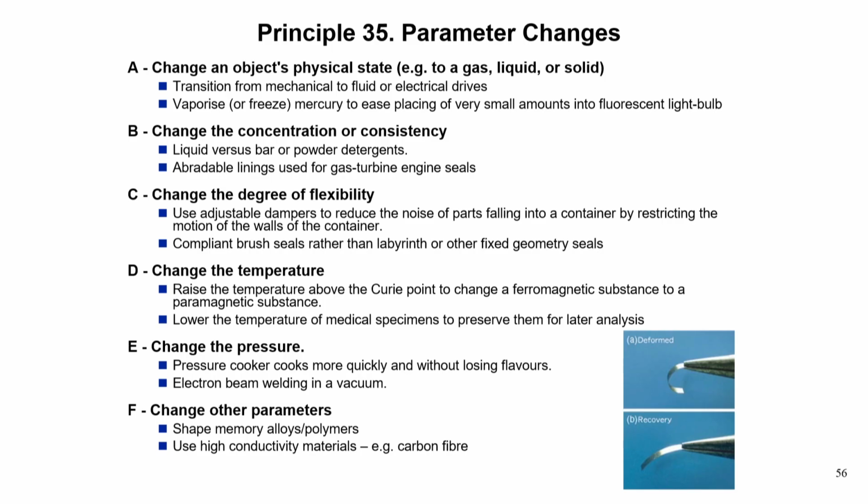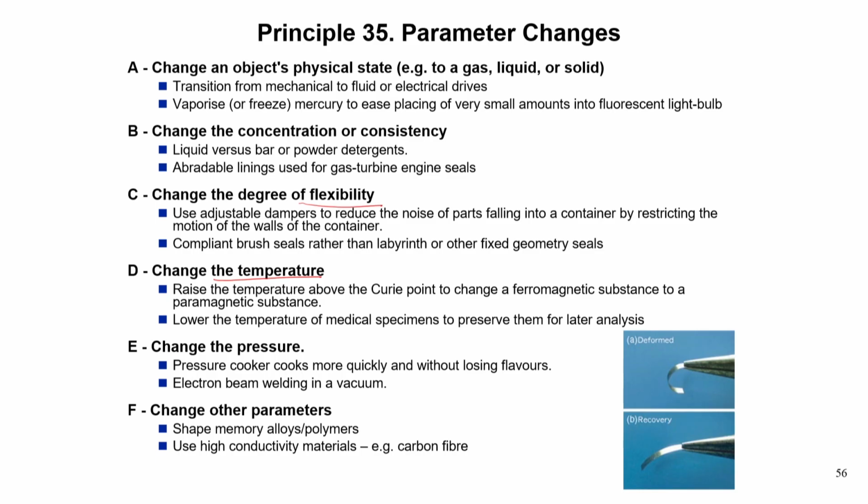Change the degree of flexibility. Use adjustable dampers to reduce the noise of parts falling into a container, or compliant brass seals rather than fixed geometry seals. Change the temperature. Raise the temperature above the Curie point to change a ferromagnetic substance to a paramagnetic substance. Lower the temperature of medical specimens to preserve them for later analysis. Change of pressure: a pressure cooker cooks more quickly without losing the flavor. So, you can use pressure as another parameter that you can change.